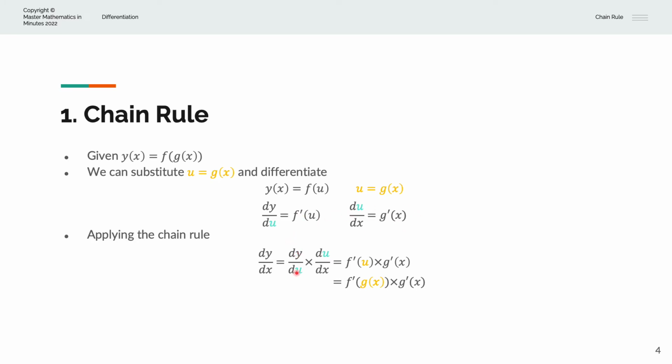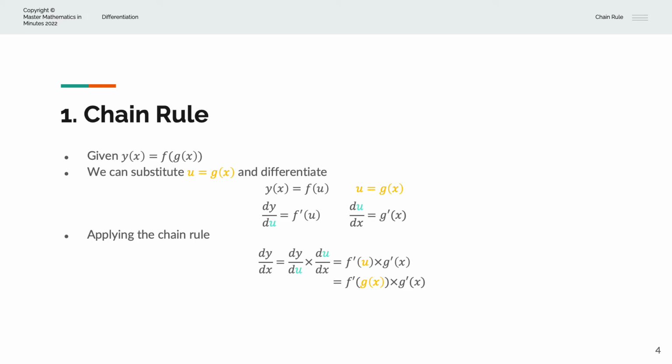So with dy du, which is that term, and that is f prime of u, copy that f prime of u here, and with du dx, which is that term, and that is equal to g prime of x, we'll copy that down here, g prime of x. And we'll substitute u as g(x) again, and we get f prime evaluated at g(x) times g prime of x.